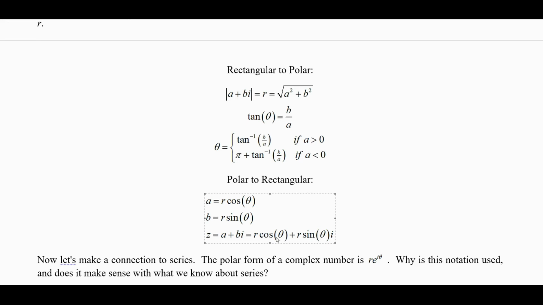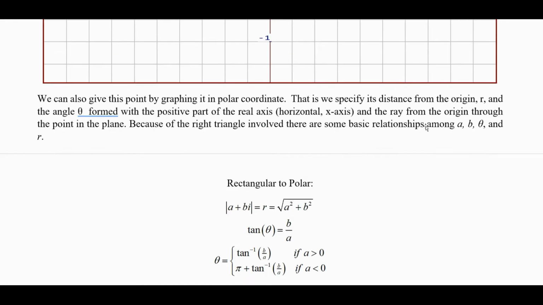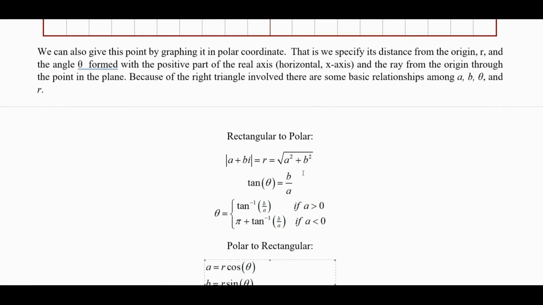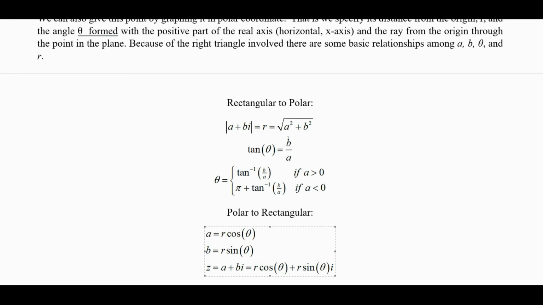Okay, so if you know the r and the theta, you can find the a and the b. If you're going the other way around, the size of this thing, which is done with absolute value lines, |a plus bi|, is just the r, and that's the square root of a squared plus b squared. Again, Pythagorean theorem on this triangle. The tangent of theta is b over a, so we can use that to find theta. It's just inverse tangent of b over a if a is positive, and pi plus the inverse tangent of b over a when a is negative.